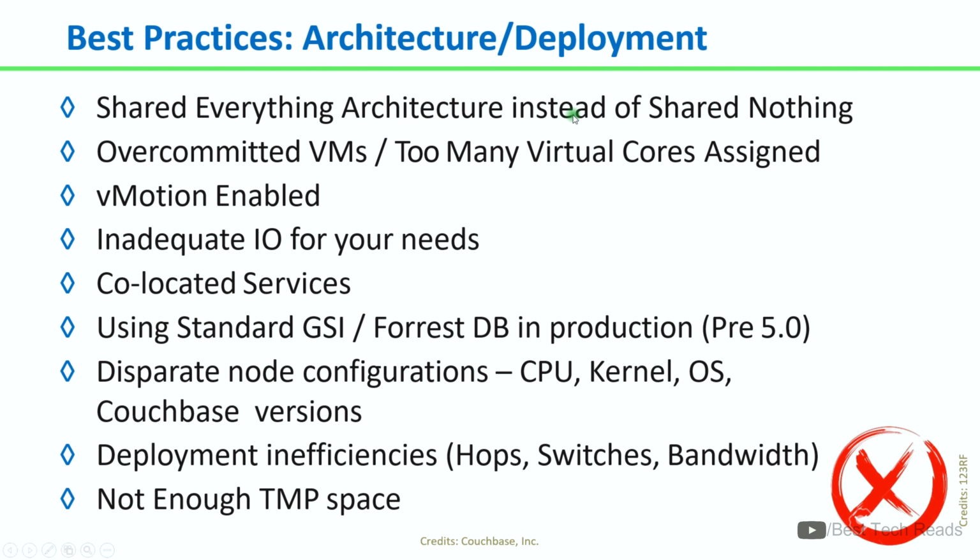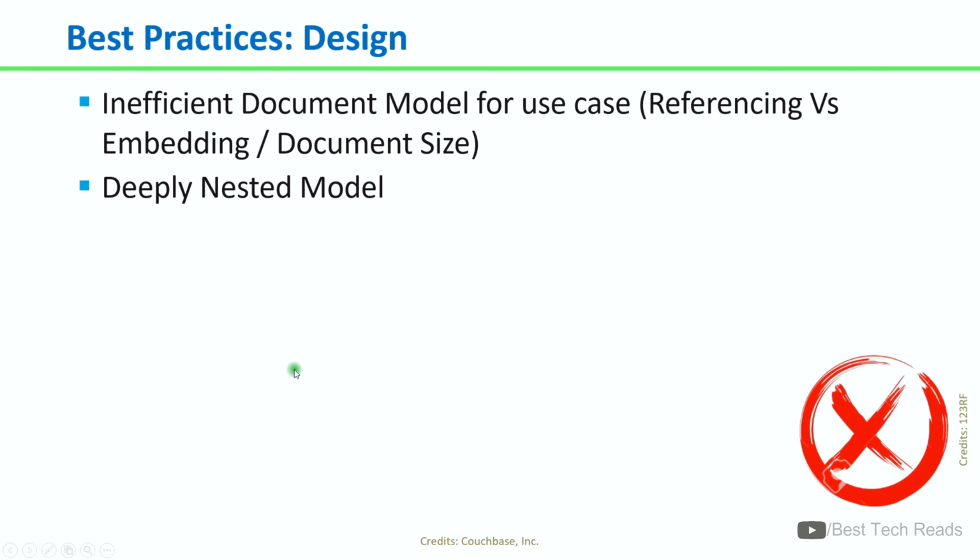Shared everything architecture instead of shared nothing will cause issues. Overcommitted VMs or too many virtual cores assigned also will cause issues. vMotion enabled will cause issues. Inadequate IO for your needs also will cause performance issues. Co-located services will also cause issues. Disparate node configurations in terms of CPU, kernel, OS, Couchbase versions, deployment inefficiencies, not having enough temp space.